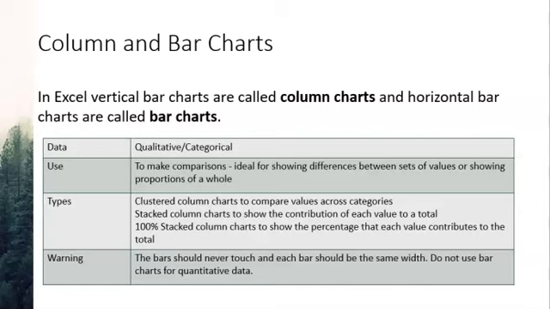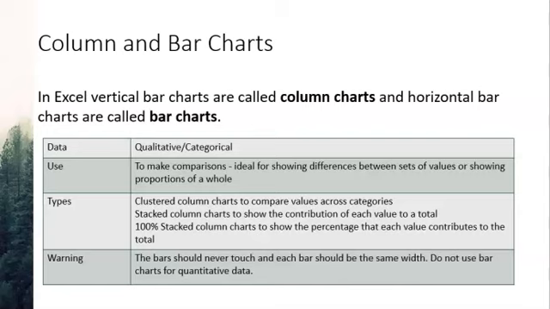Usually, horizontal bar charts are preferred if you have very long labels. Otherwise, bar charts and column charts are almost interchangeable. The clustered option can compare values across categories. If you use a stacked chart option, it shows the contribution of each value to a total, and a 100% type of chart converts that to a percentage. So it shows the percentage that each value contributes to the total.